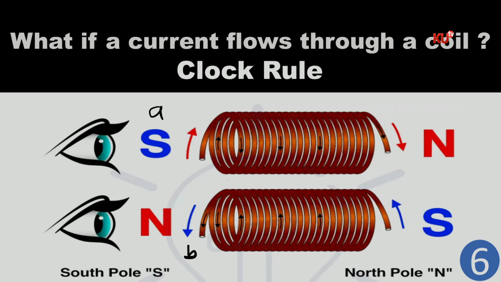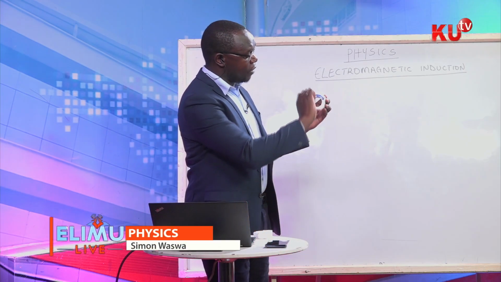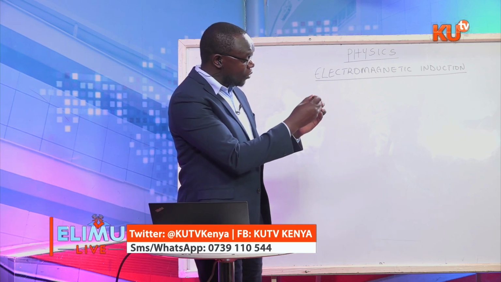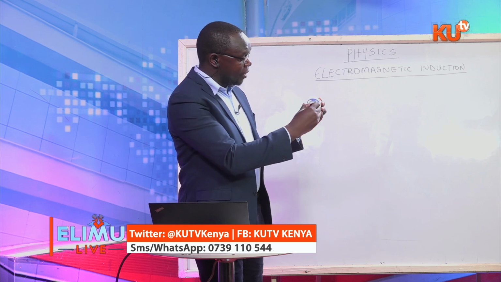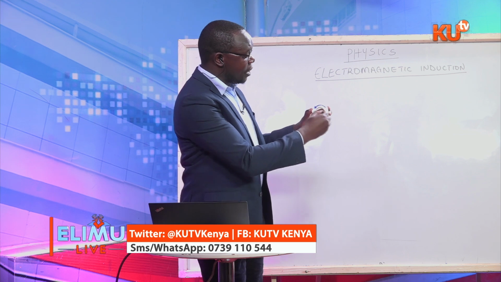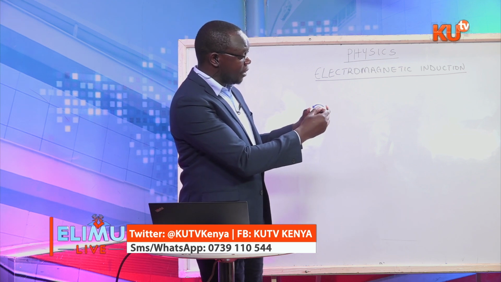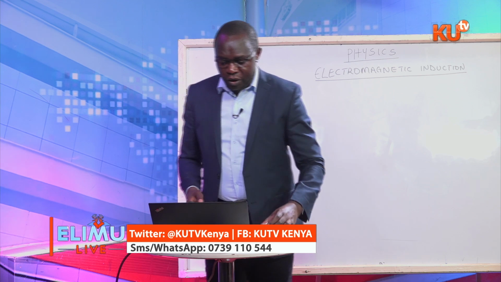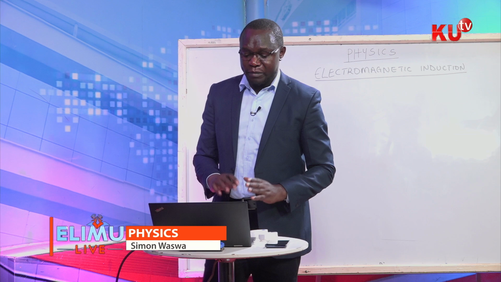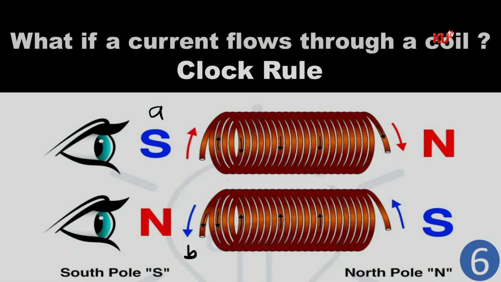So the clock rule states that when one views one end of the coil and current happens to flow in the clockwise direction this way, then there is a magnetic field set up that causes this face to be the south. Otherwise, if current flows counterclockwise, then this end becomes the north. Now, as seen on the diagram, it is clearly labeled that when current is moving clockwise, there is the south, and then on the opposite side of the coil, we have the north.